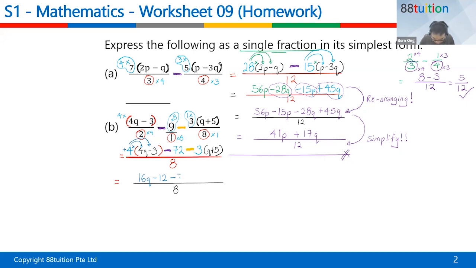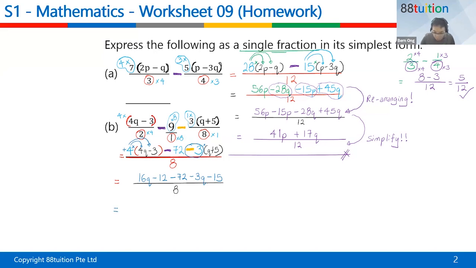Continue to write your minus 72. Be careful. This minus belongs to who? It belongs to 3. Bracket means to times. Minus 3 times q, minus 3q. Minus 3 times plus 5. Minus times plus, minus. 3 times 5, 15.